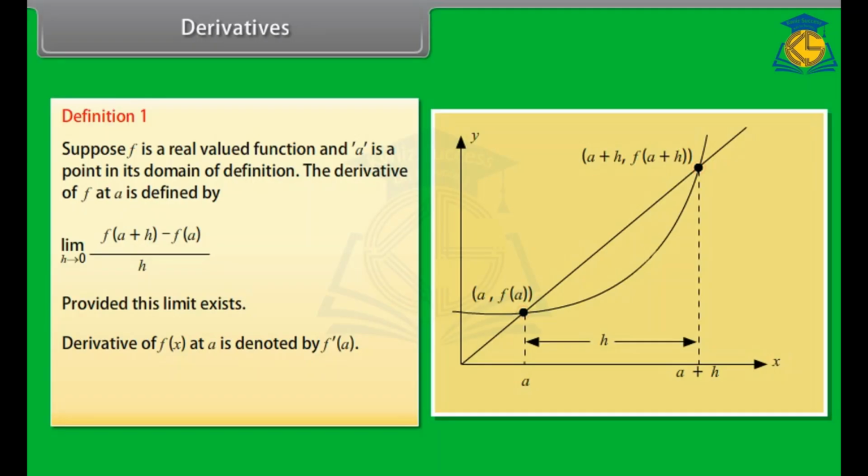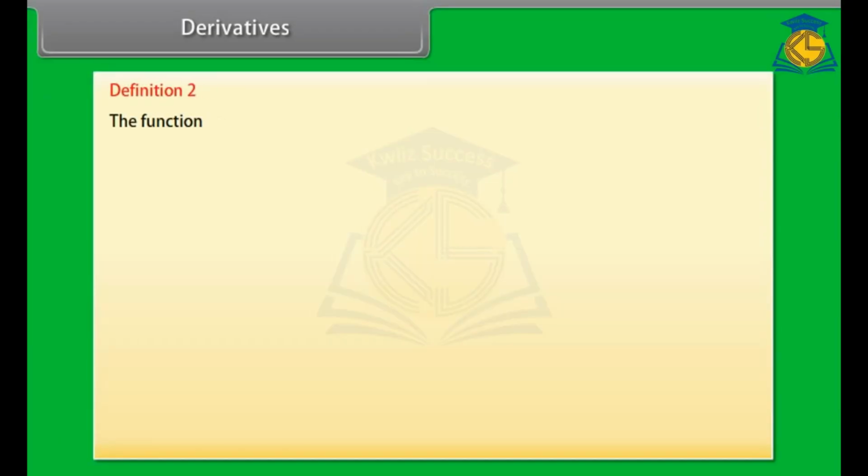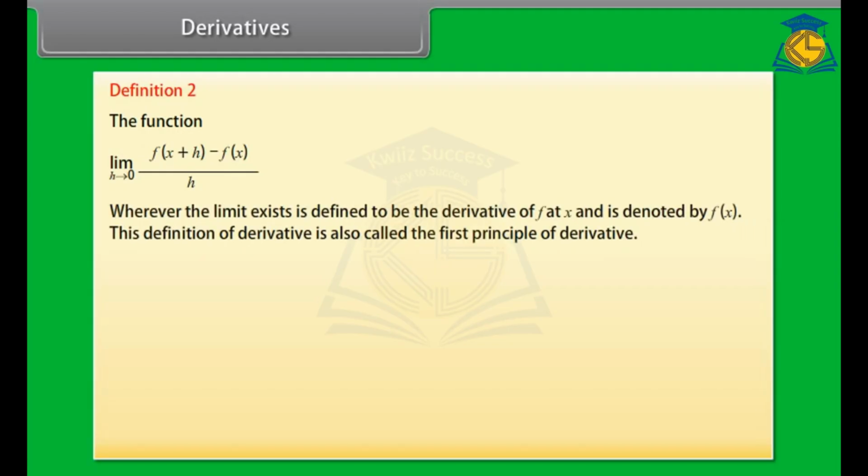The derivative of f(x) at a is denoted by f dash of a. The f dash of a denotes the change in f(x) at a with respect to x. Definition 2. The function limit h tends to 0 of the difference between f of x plus h and f of x, divided by h, wherever the limit exists, is defined to be the derivative of f at x and is denoted by f dash of x. This definition of derivative is also called the first principle of derivative.